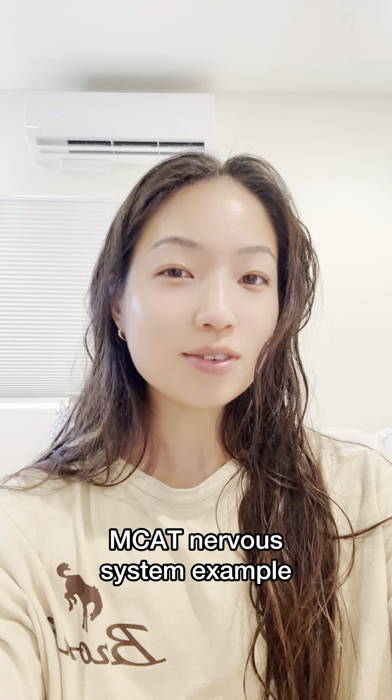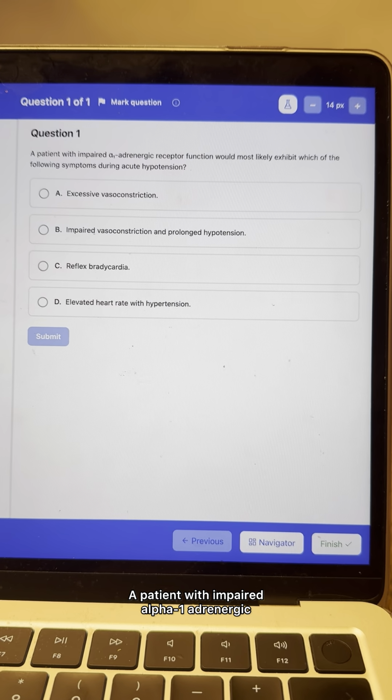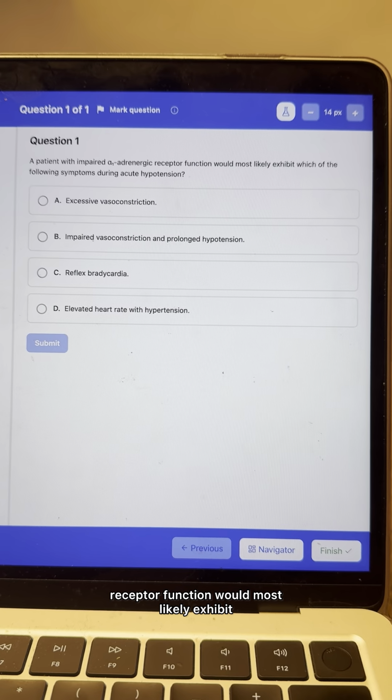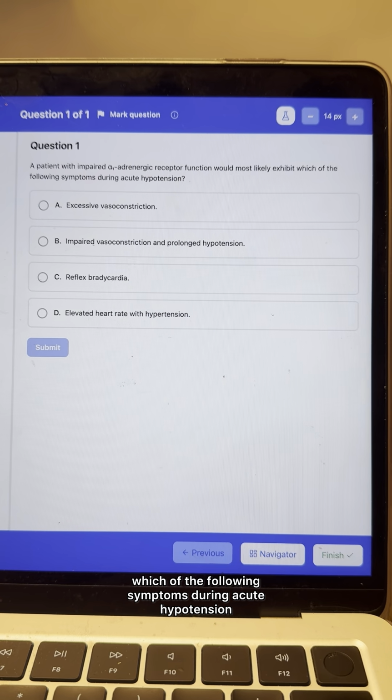MCAT example problem on nervous system receptors. A patient with impaired alpha-1 adrenergic receptor function would most likely exhibit which of the following symptoms during acute hypotension?